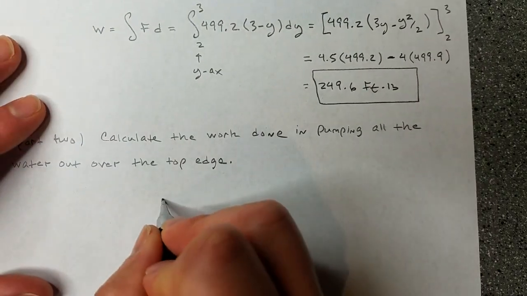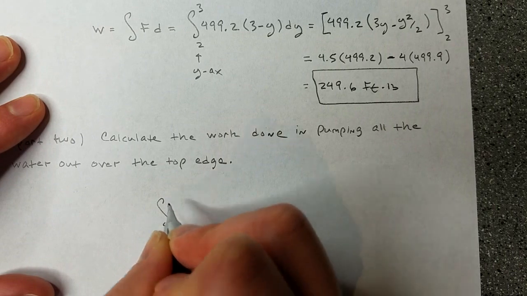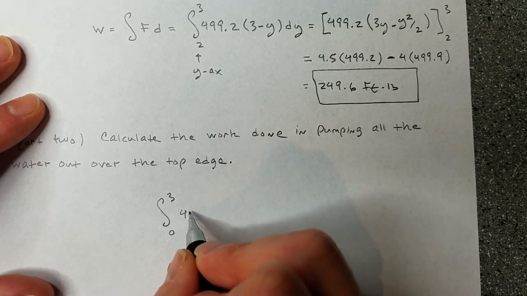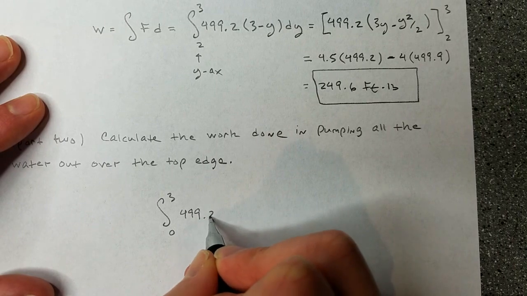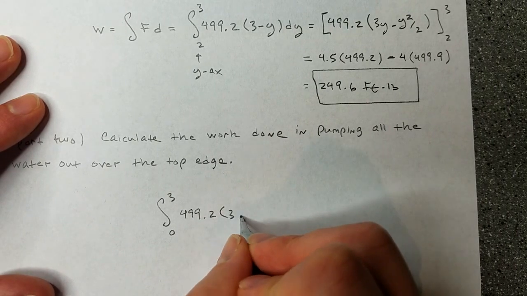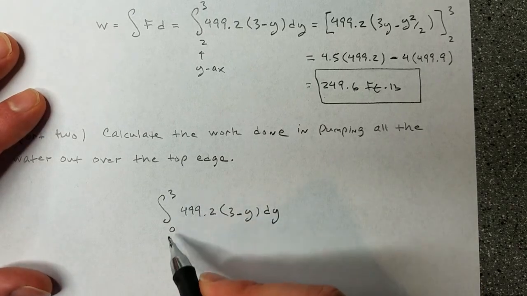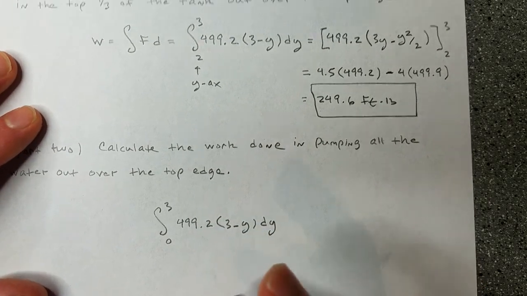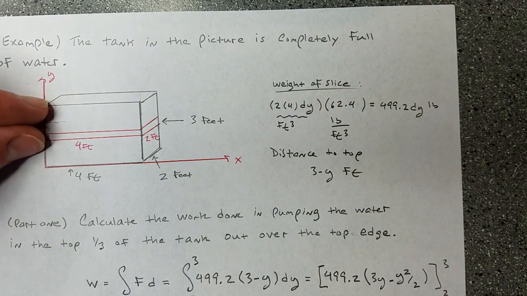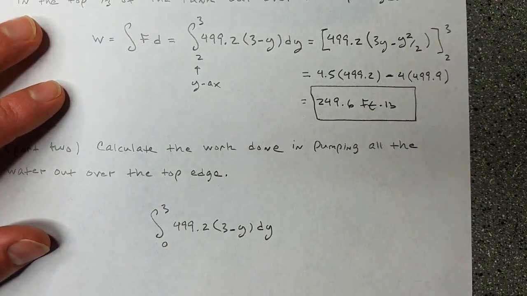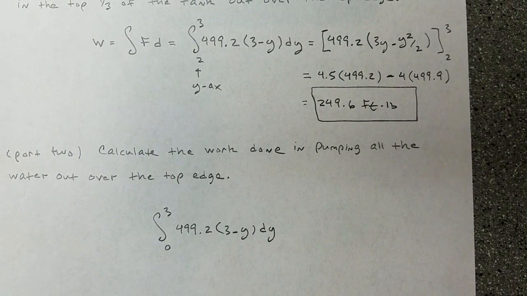So in this case, it's going to be the same as far as what this part is. It's still going to be 499.2 times (3 minus y) dy. But then the bounds for the integral, the span of the region that's being pumped out, is 0 to 3 instead of 2 to 3. Okay, that would empty the tank.